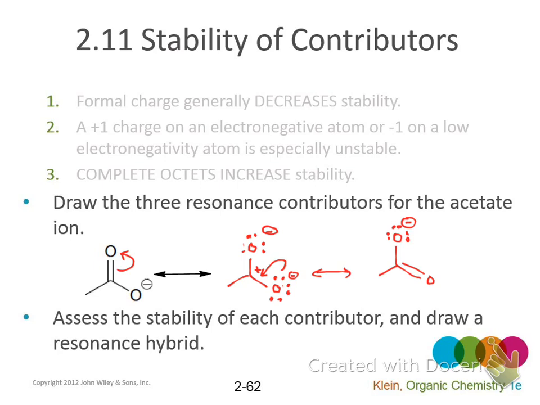Okay. So the resonance hybrid for this one's relatively easy to do then. You put oxygens at the ends, dashed lines in between, and then what? Partial negative, and partial negative. Okay. Again, this middle contributor, you could just ignore it.